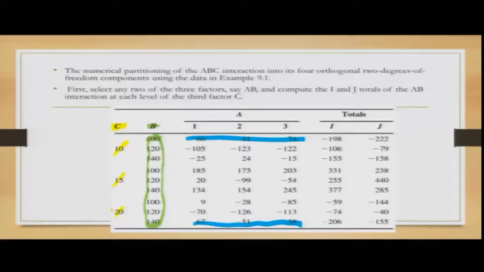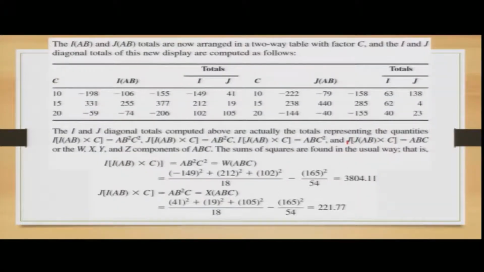So, in the second last column the I values are given. Again, I should use a different color. Let me use the light one, yes. These are the values of I, and these are the values of J. Based on that, you can do the calculations accordingly. The I, which is the combination of A, B in different factors, and J, which is also a combination of A, B in different factors.